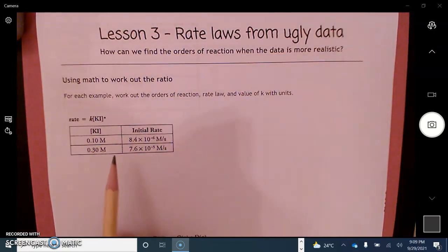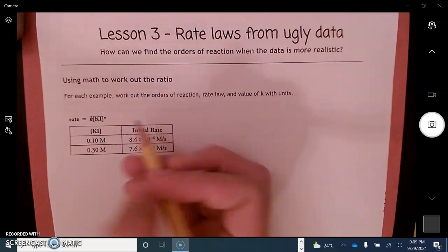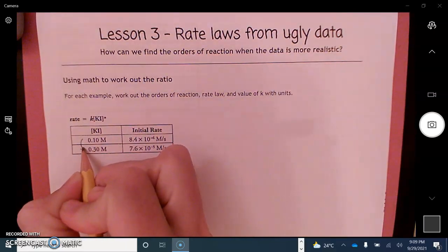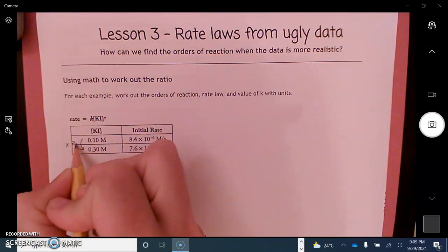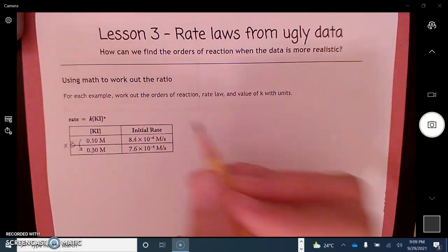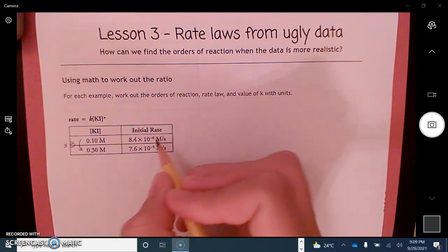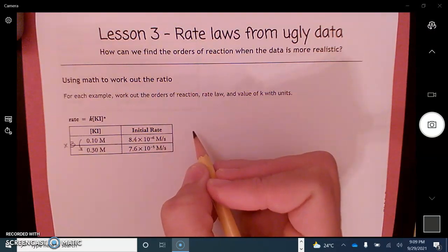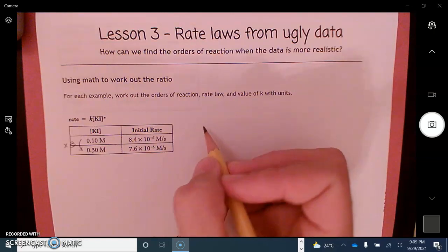So, for example, we've got one where KI is the only reactant, so we don't need to worry about holding something else constant. And it has tripled from 0.1 to 0.3. So that's still pretty nice numbers. I can do that in my head. These, however, 8.4 times 10 to the minus 6, 7.6 times 10 to the minus 5, not quite as straightforward. So I recommend you do what we talked about in the notes last lesson, and you make them to the same power. I'm going to make them both to 10 to the minus 6.